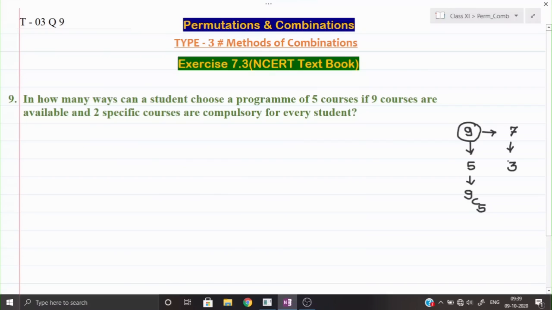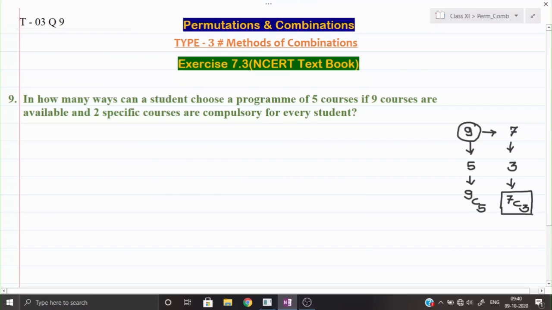Out of the 7, since 2 are compulsory, those 2 courses we can keep aside. So out of 9, the remaining is 7 only, and out of these 7, how many will I select? Only 3 to fulfill the criteria, because 2 are already compulsorily added to my syllabus. So to complete my course, I need to add 3 more courses out of the remaining courses. So from 7 I will select the remaining 3 courses. The answer will be 7C3. So this is our answer, 7C3, that they are asking in the question.